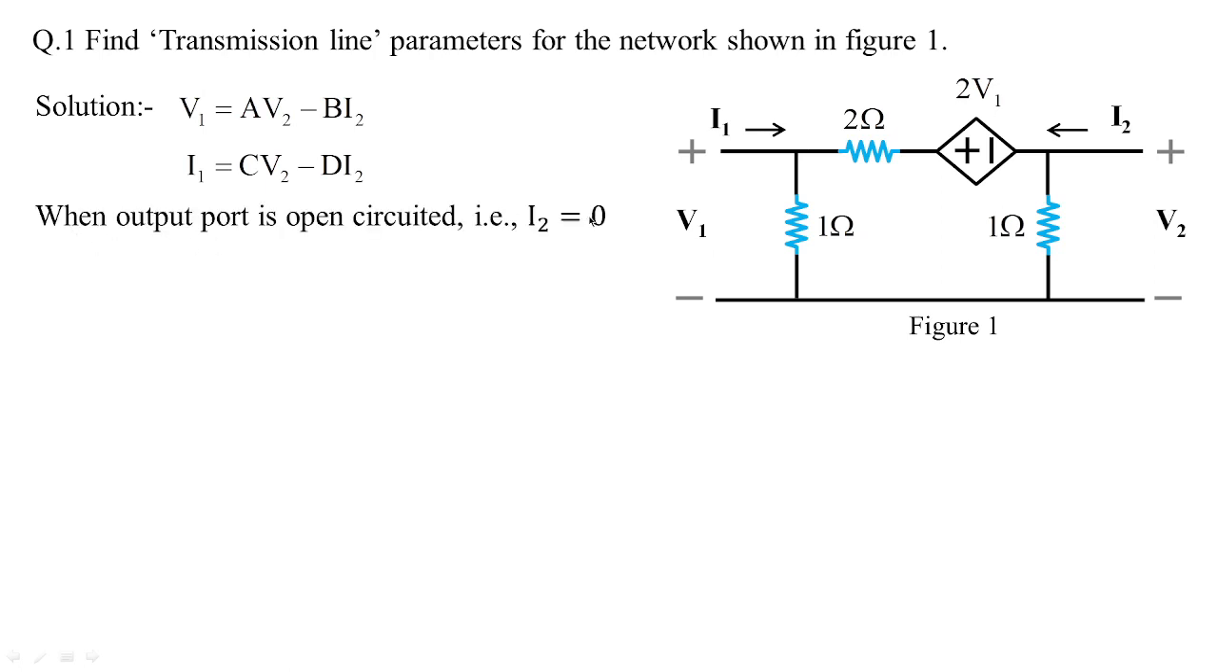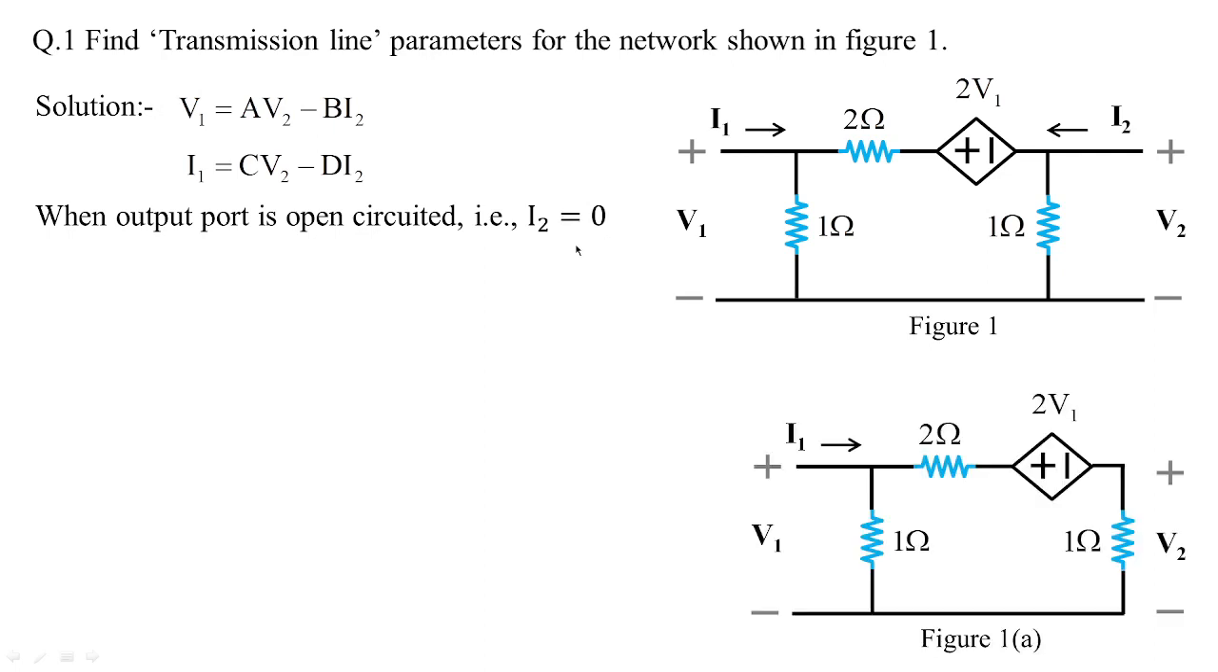So when I open circuit the output port, I2 becomes equivalent to 0 and figure 1 changes to figure 1a like this. Clear? V2 will be the measurement of voltage across 1 ohm. So we need to find the current flowing in this 1 ohm. In fact, the same current flows in 2V1 and in 2 ohms. From the standard equation, V1 and I1 will be changed to AV2 and CV2 respectively when we take I2 equivalent to 0.